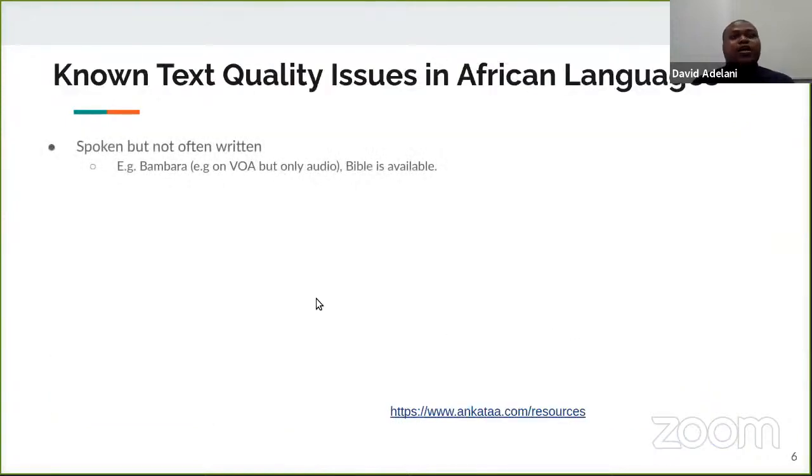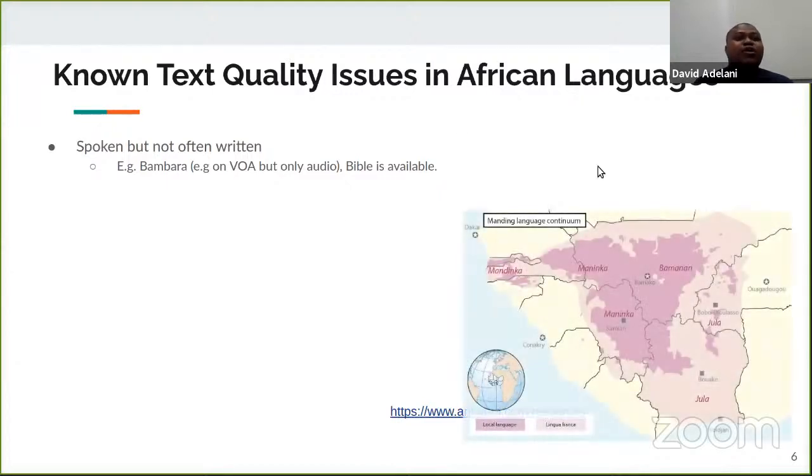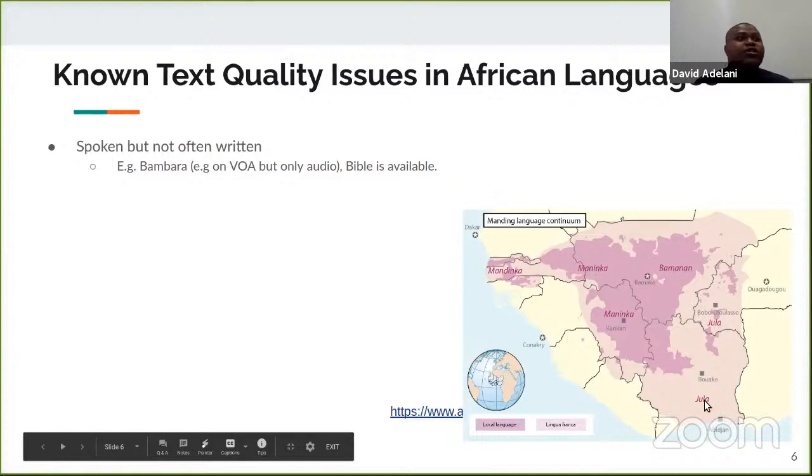Some of the known text quality issues are that some languages are often spoken but not written. For example, Bambara is a very big language. It is spoken in about 8 or 9 West African countries. And of course, the Bible is available, but we don't have a lot of written text.